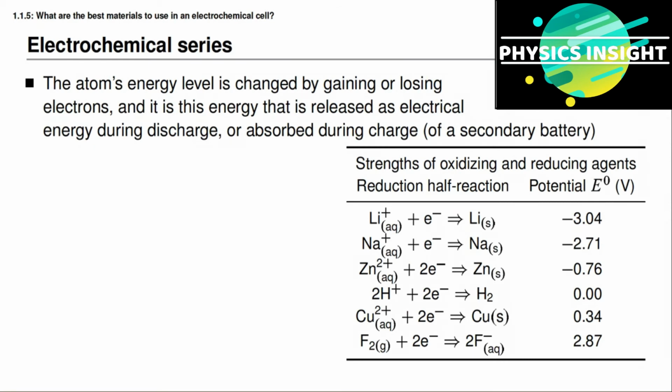The energy level of an atom is determined by the configuration of electrons into shells. We talked in the last lesson about electrochemical potential energy. Well, this is how that energy is stored. It's by changing the configuration of electrons in shells. And so an atom's energy level can be changed by moving an electron from one shell to another shell, or by gaining or losing electrons from its valence shell.